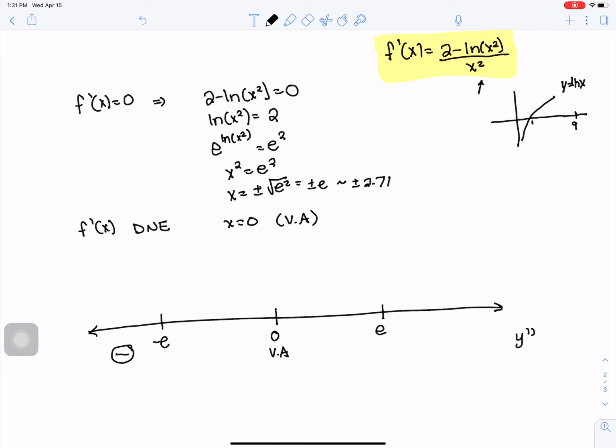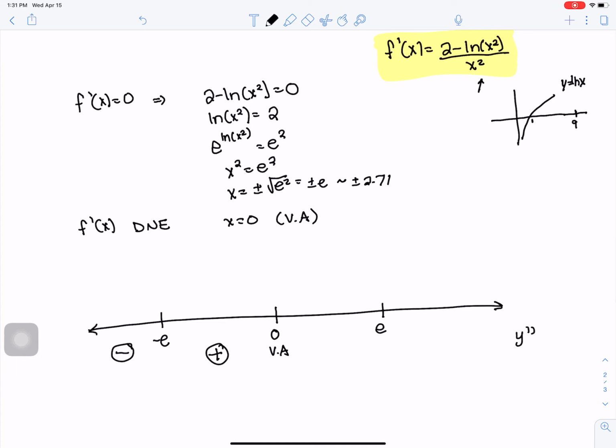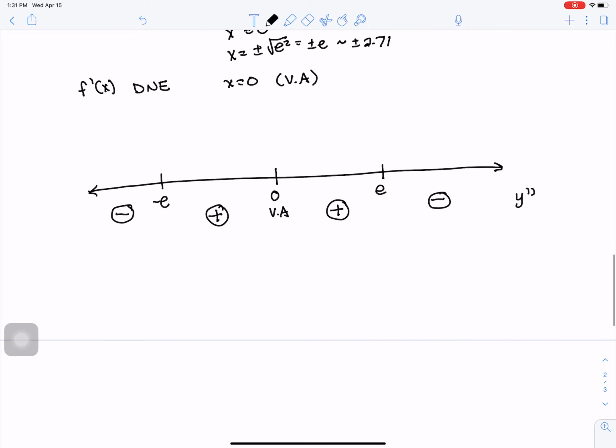I square it. Ln of 1 is 0, and then square the bottom. So this is positive. And you keep going and do the values. You're going to get positive, negative. So what does that tell us about the original function?